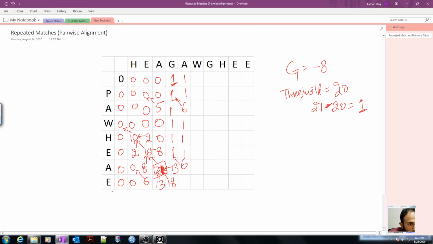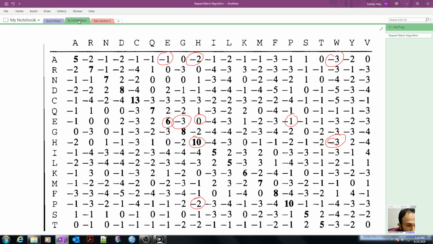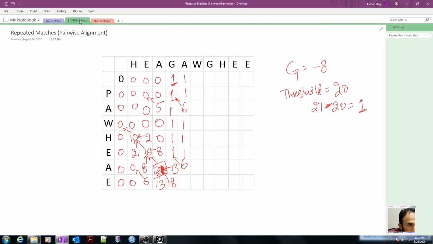And then E and A, there are 3 different values, 13, 6 and 18, so we will select the maximum. So A and E score is minus 1. So if we add 13 minus 1, that is 12. If we add 18 minus 8, that is 10. So the maximum value is diagonal, that is 12, right? So in the next column we will go to, again here W, P, minimum value is 1.